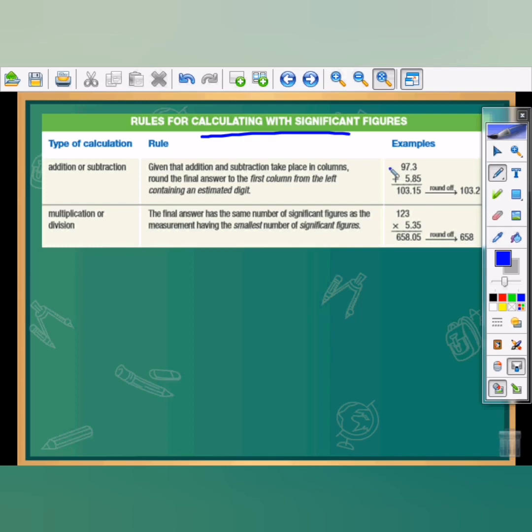I'll make another one. For example, 85.3. We know that we add them in columns, and we put the decimal over the decimal to make the addition. I have to be careful with this column here. This column will tell me if I have to round up or round down.